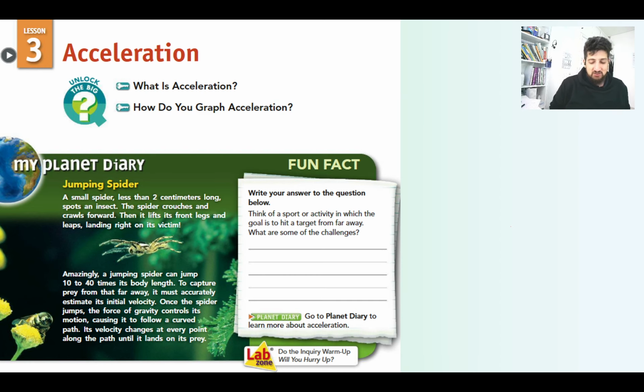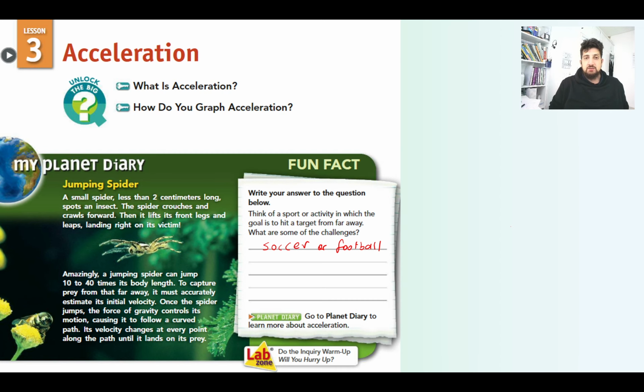Anyway, write your answer to the question below. Think of a sport or activity in which the goal is to hit the target from far away. What are some of the challenges? I think the sport I can think of that's very, very common here is soccer or football. And what are the challenges of hitting the ball from far away?